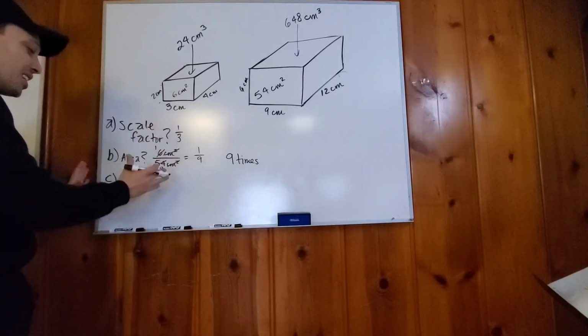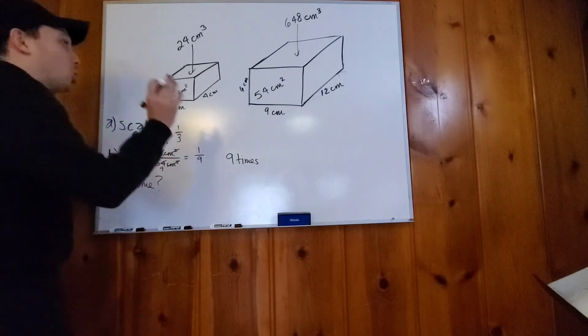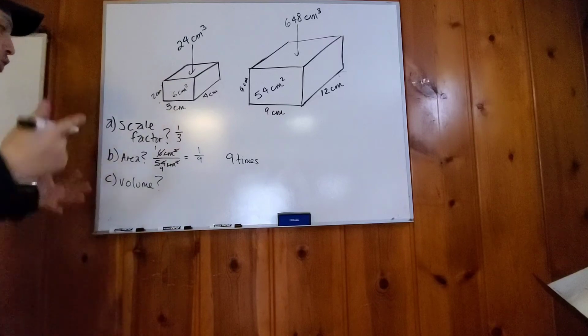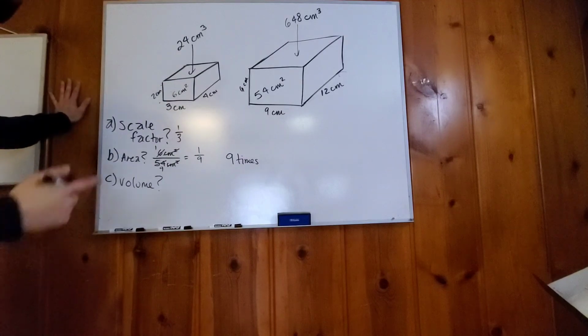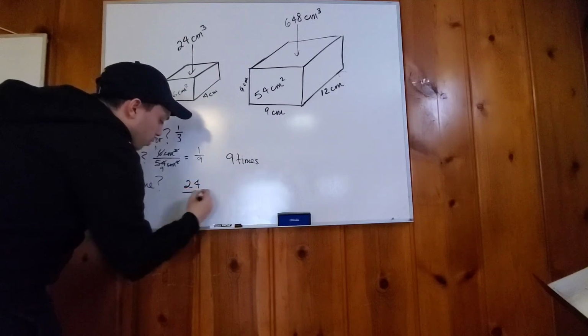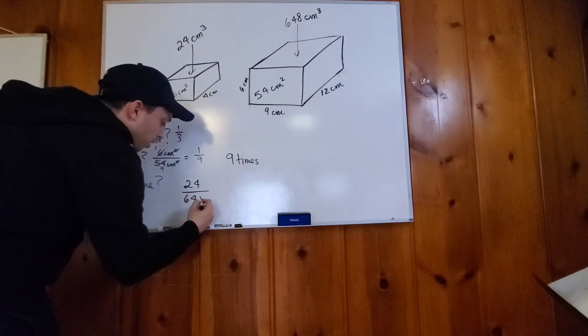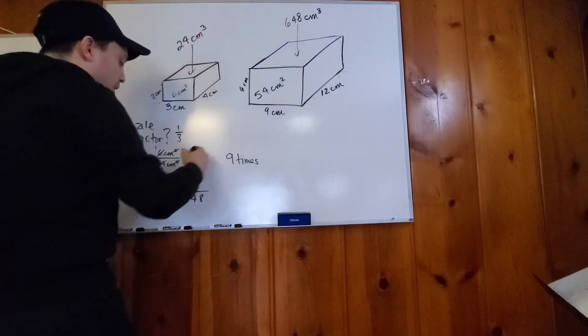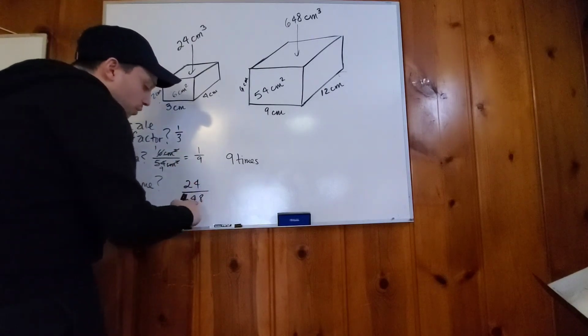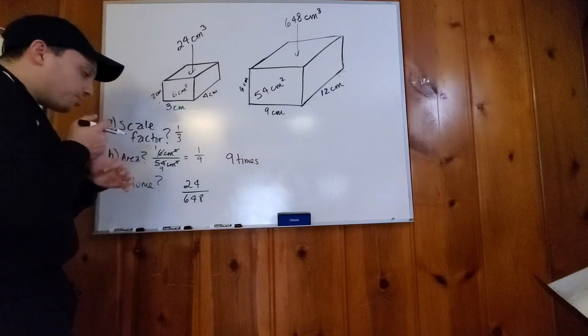And so they're asking you, how many times larger is the volume of the bigger one than of the smaller one? So you have to understand how to do this. To do it, again, we're going to put 24 over 648. Wait, what happened to the centimeters cubed? They're going to cancel each other out, just like in here. So we have 24 over 648.